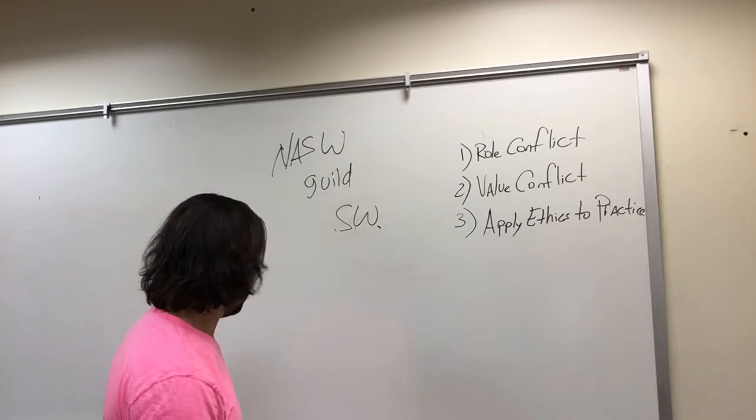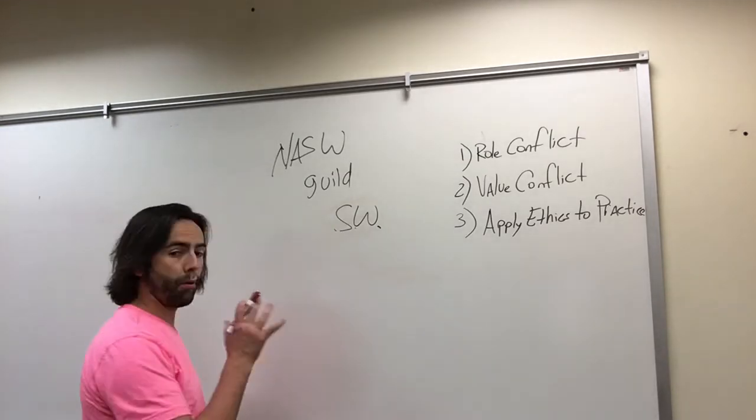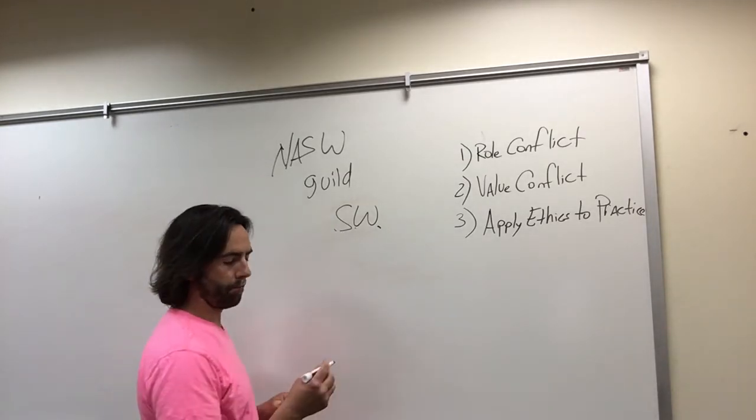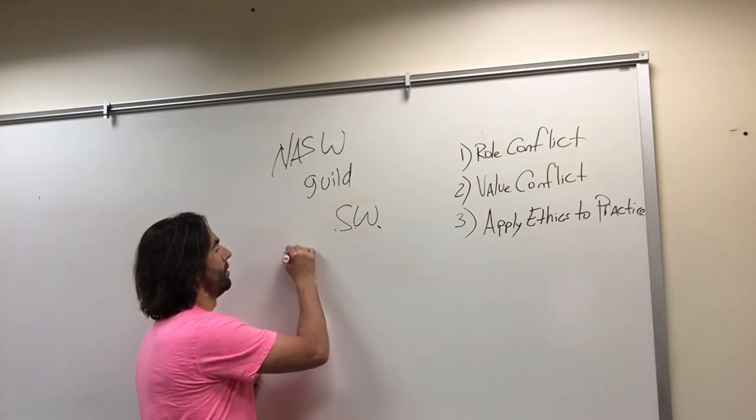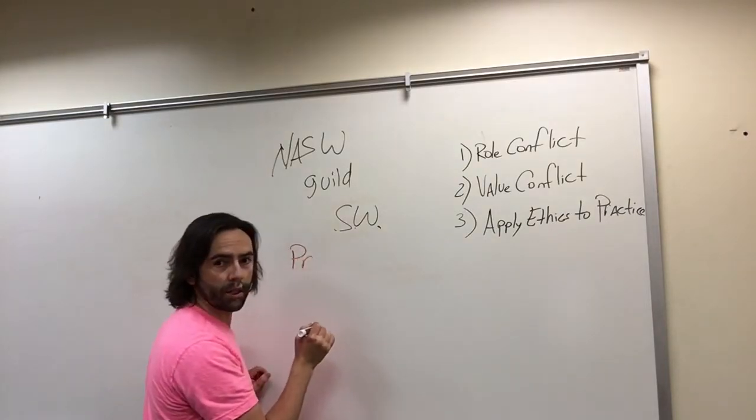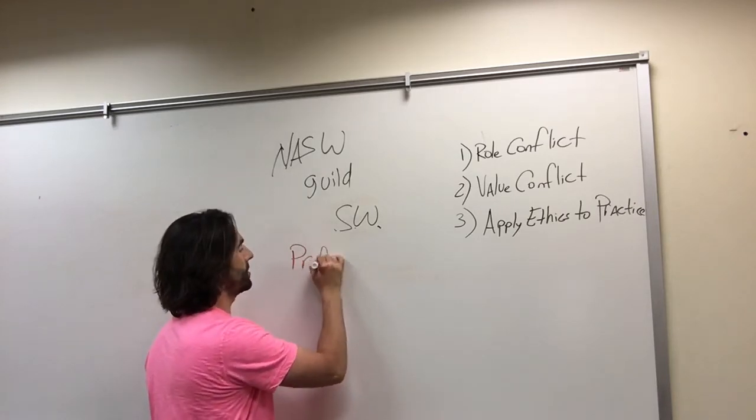Okay, so the NASW, the National Association of Social Workers, is a guild of social workers, and they have said, I'm going to use this brown marker, hopefully it shows up, right? They've said we have professional, is that showing up okay? I can see it on my screen, so hopefully you can.